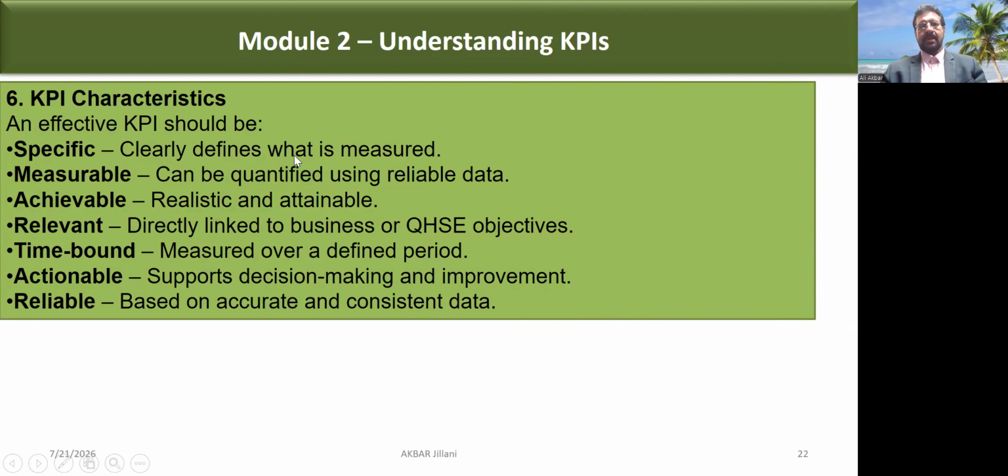Now, KPI characteristics. What are the characteristics of a KPI? Specific: clearly defines what is measured. Measurable: can be quantified using reliable data. Achievable: realistic and attainable. Relevant: directly linked to business or QHSE objectives. Time bound: measured over a defined period. Actionable: supports decision making and improvement. Reliable: based on accurate and consistent data.